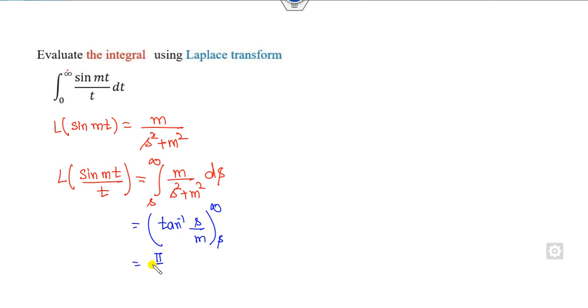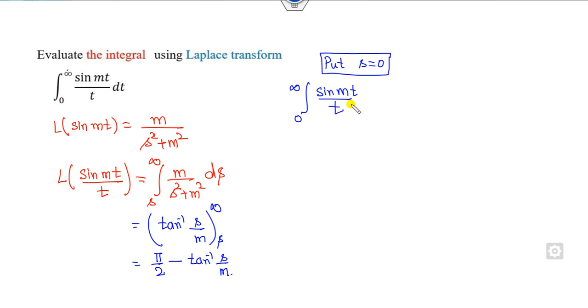When I substitute infinity it is pi by 2. When I substitute here it is tan inverse s over m. Now there is no exponential term, so you can substitute s is 0. So when s is 0, the left hand side is integral of sine mt over t dt, which is pi over 2 minus tan inverse 0. So tan inverse 0 is 0. So the right answer is pi by 2.